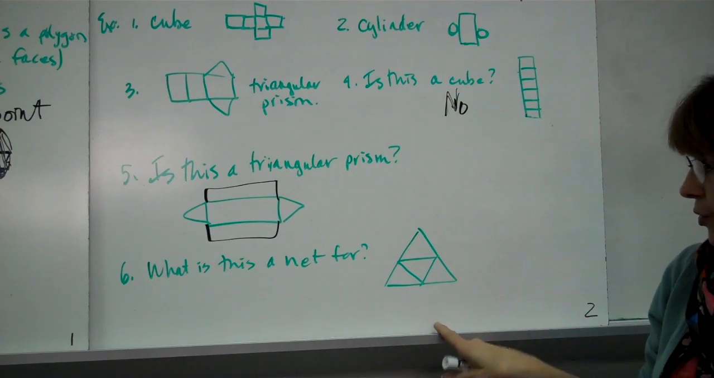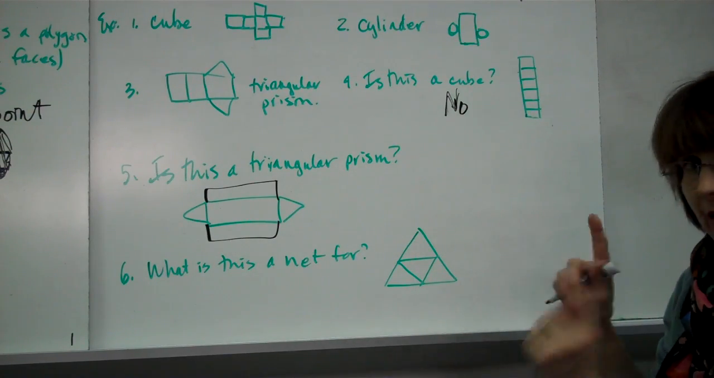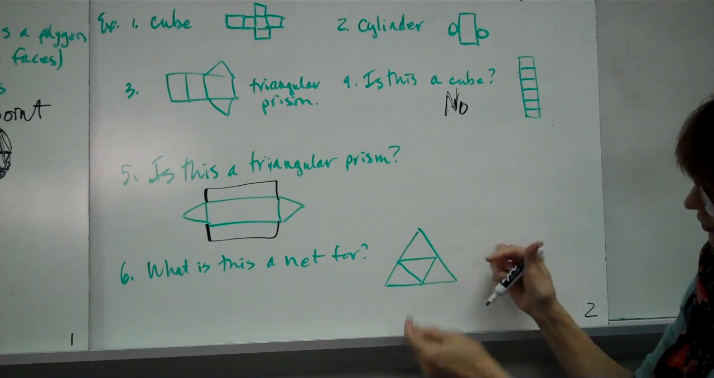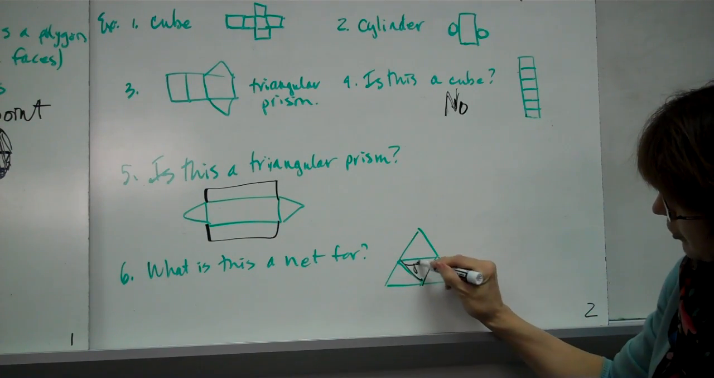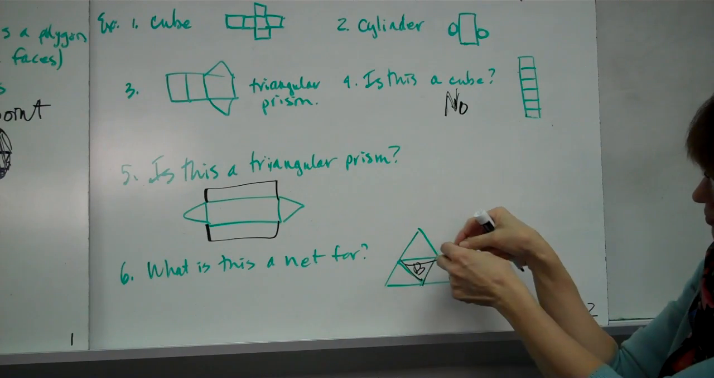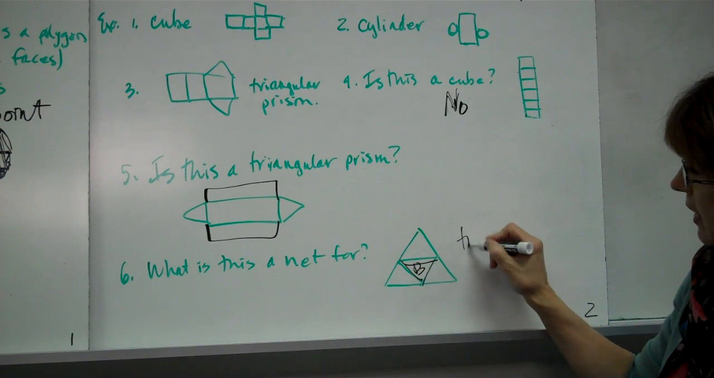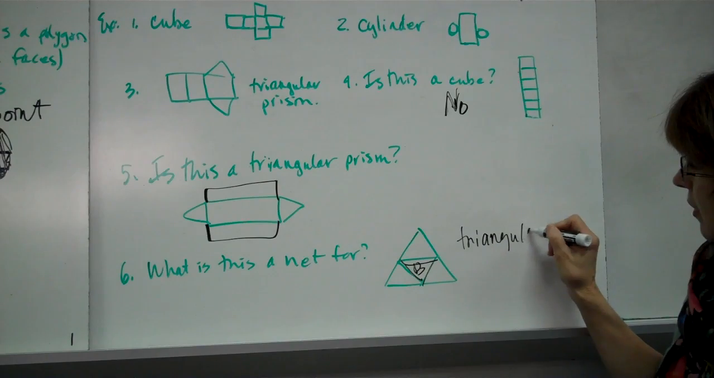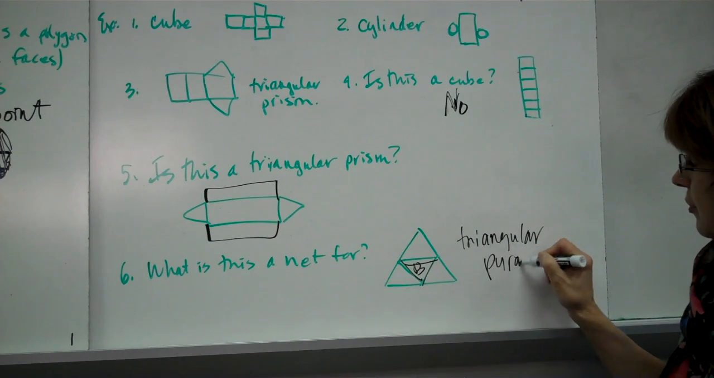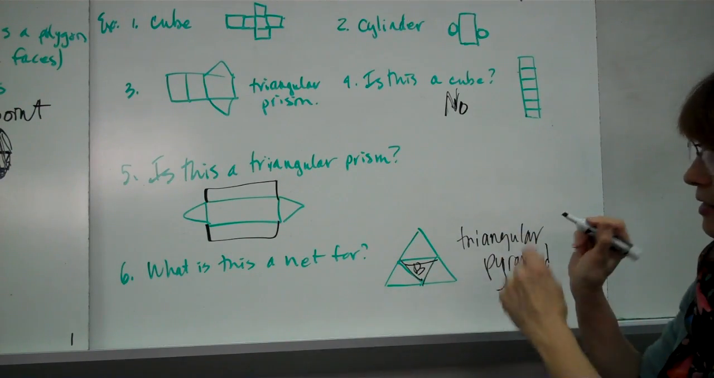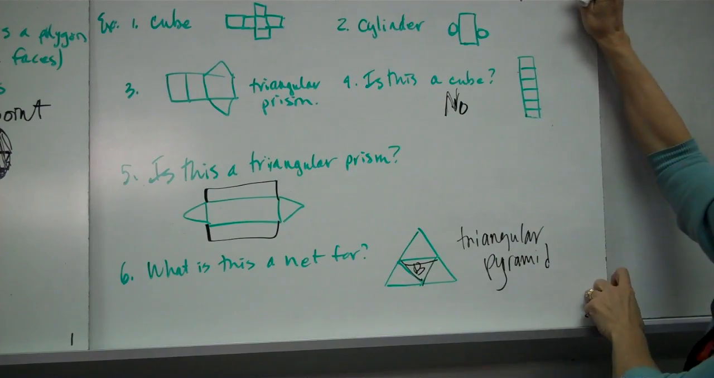Now, what is this a net for? Well, you have to think about it, but if you fold it up on this triangle, and this was your base and you folded all these up, these would all come to a point. So yes, it would be a triangular pyramid because again, they come to a point at the top. Okay, we'll do more practice with that kind of stuff.